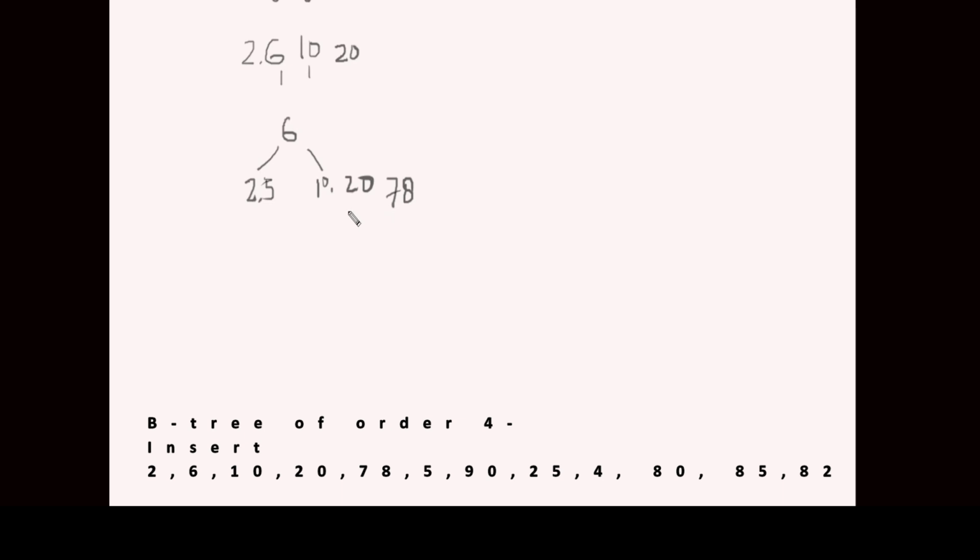Then 90. Now, the moment you insert 90 here, you will find that it has four key values, which does not fulfil the requirement of an order 4 tree. So here you find the mid value. We'll go with 20. So 20 will go to the parent, and the node will split into two parts. One part is this, and this is the other part. The new tree that we get will look like this: 6 at the root, here we have 2, 5, and here 20, and here we have 10, and here 78, 90. So 90 is done.